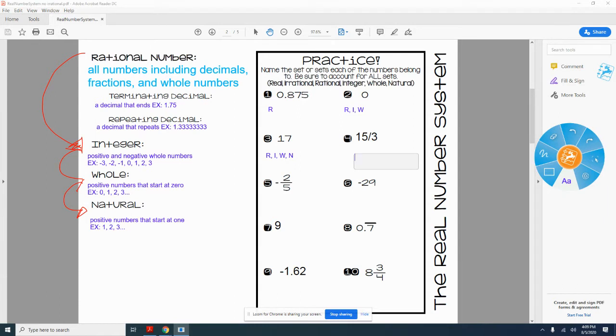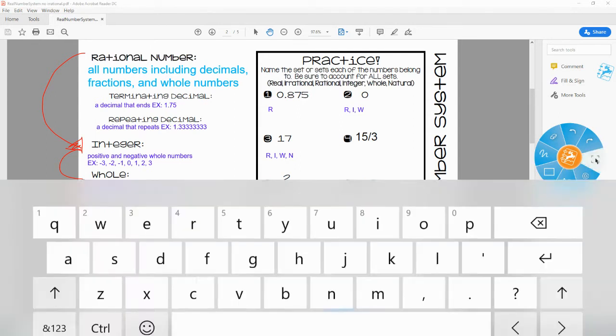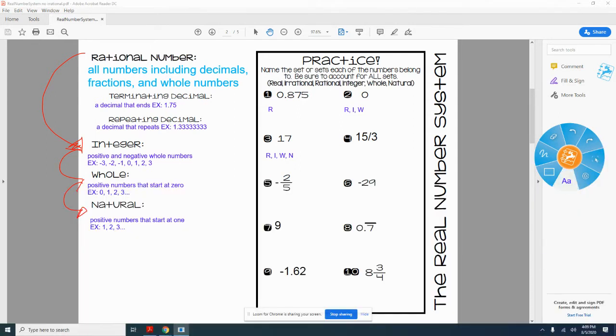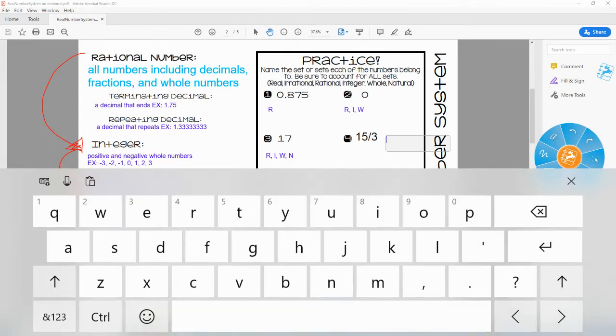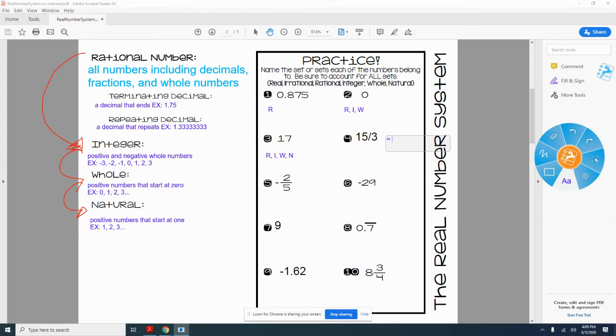So 15 divided by 3 equals 5. So I'm no longer looking at 15 over 3. I'm now classifying the number 5. So we did this. Okay, I'm going to mark this out. And now it's 5.